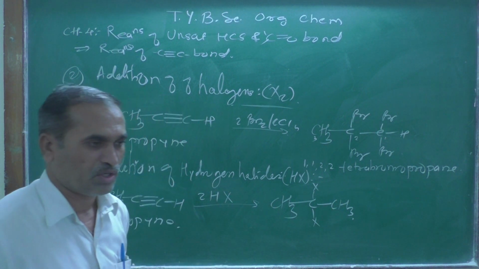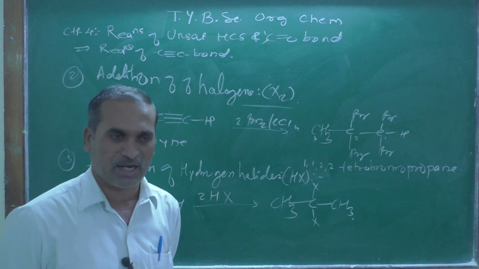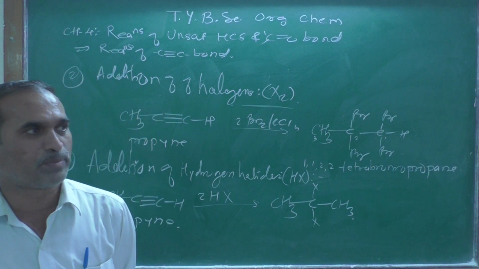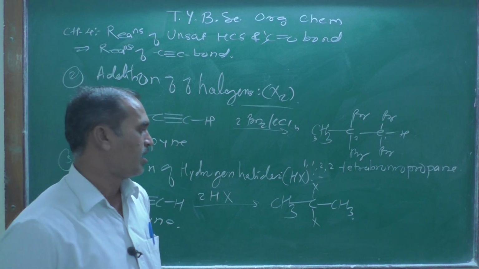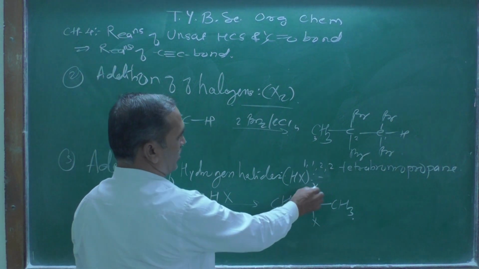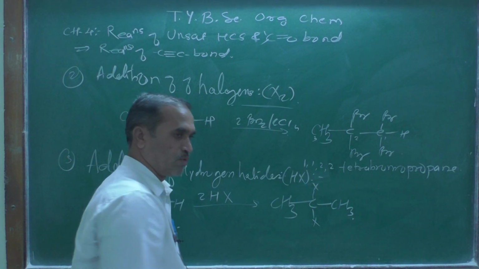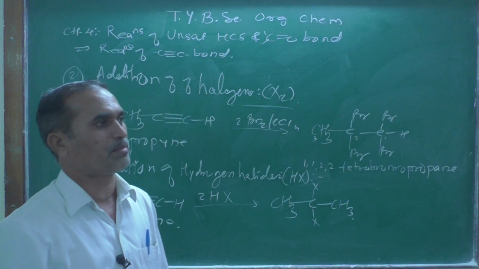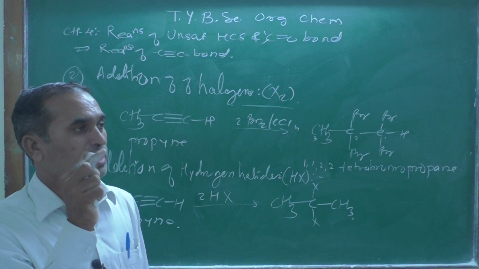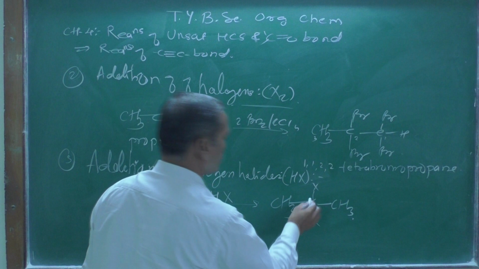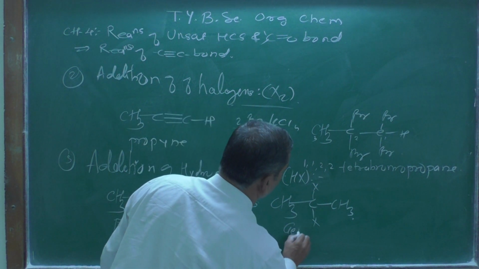Markovnikov's rule tells us that in an addition reaction, the negative part of the reagent attaches to the carbon atom which carries fewer hydrogen atoms. The 2 halide groups are present on the same carbon atom. This type of position is called a geminal halide.